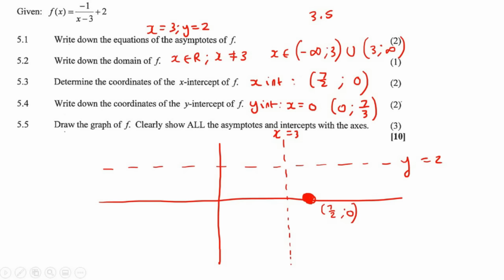Then you're going to go fill in your y-intercept. So go work out the decimal value of that, just so you can see if it's bigger than 2 or smaller than 2. But that's going to be 2.33.